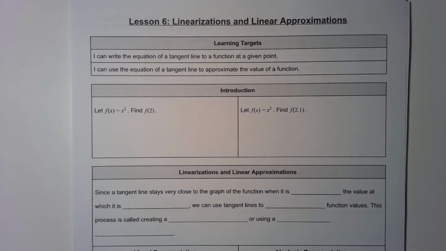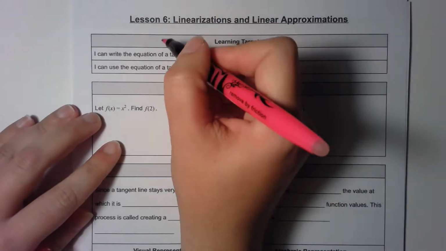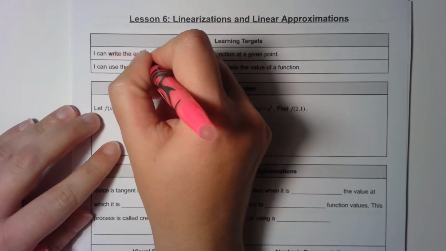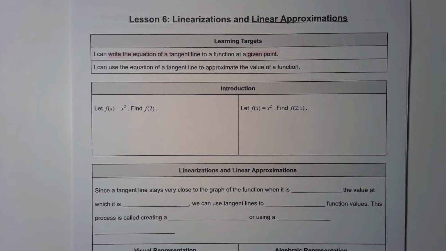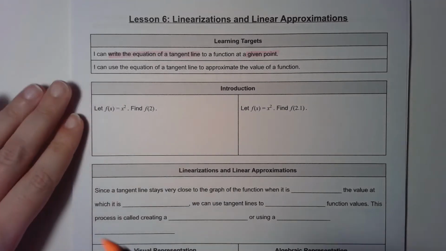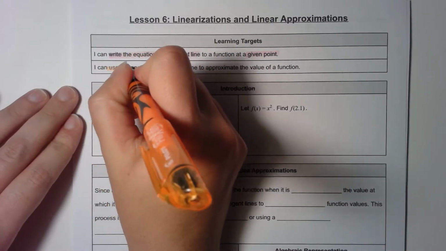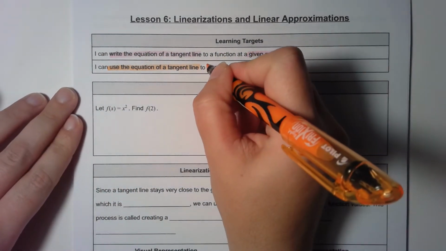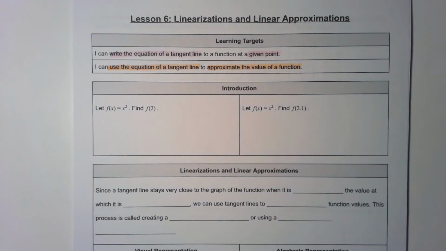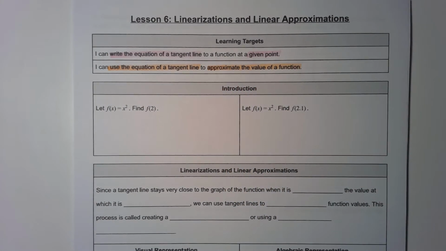We have two targets today. The first target is I can write the equation of a tangent line to a function at a given point. So this is something we've done many times already this year. We're writing the equations of tangent lines. And the second target for today is I can use the equation of a tangent line. So now that we've got the equation, I'm going to use it to approximate the value of a function, so to estimate the value of a function or the output value.